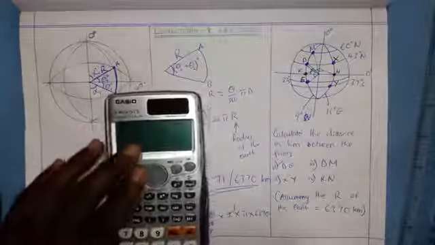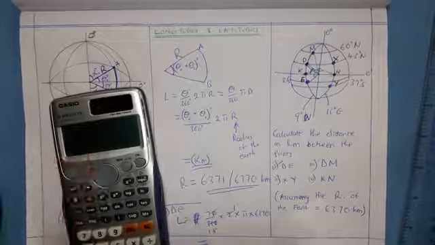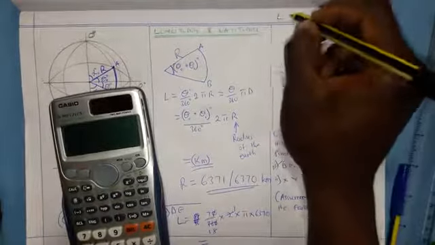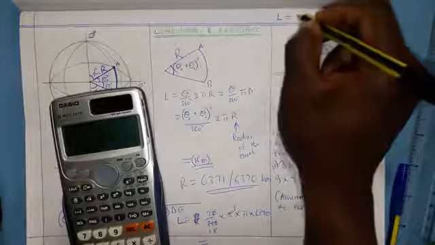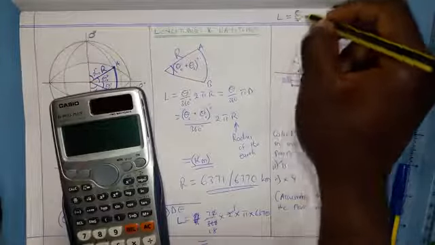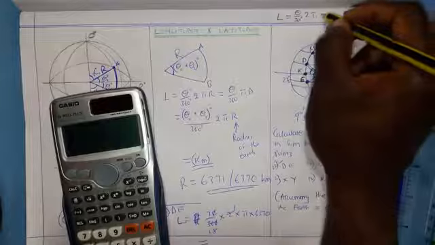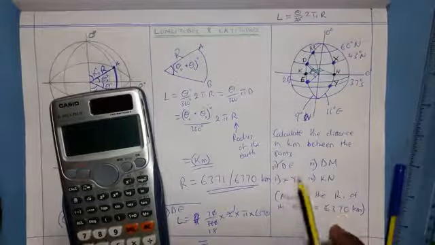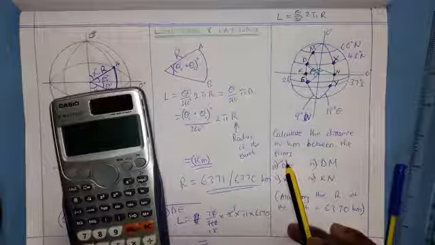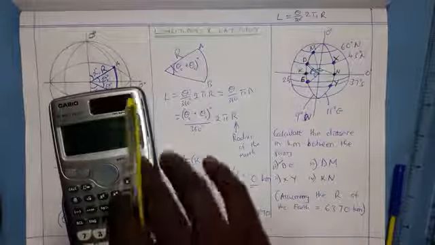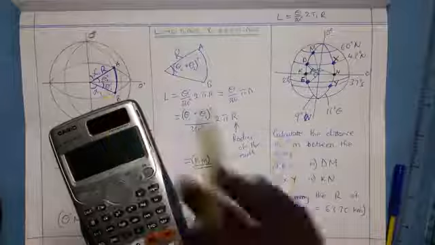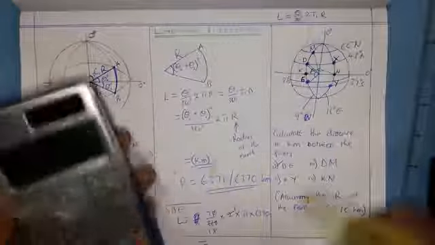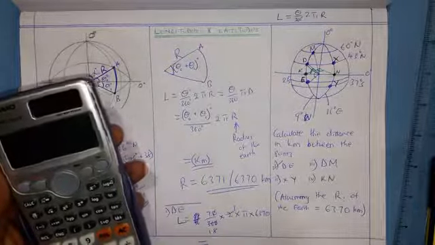Now in the first case, knowing that our formula still stands, L is equal to theta over 360 times 2 pi r. I'll quickly jump that. I believe you know how to get XY and DM. I'll just be giving you the answers to confirm, but I believe it's also good to get the method. Let me just work them out.